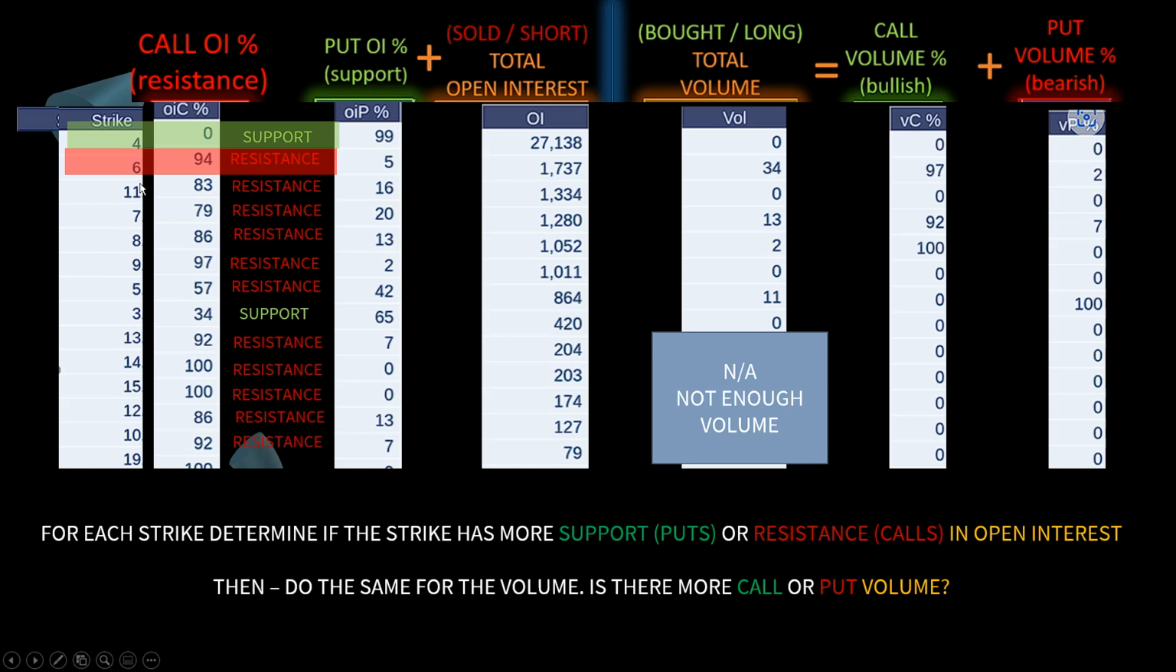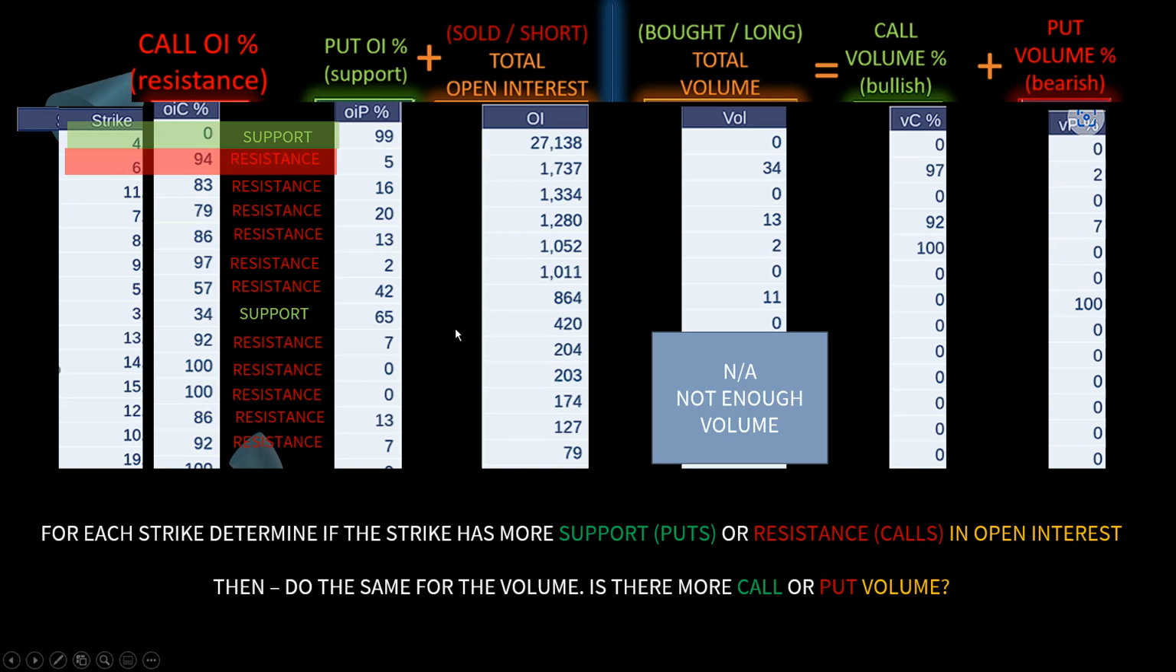And basically for each strike, if you want to, you can determine if this strike has more support (puts) or resistance (calls) in open interest. Then do the same thing for volume. Is there more call volume, bullish, or put volume, bearish? And then compare that total against the OI. And then in this example, there is not enough volume per strike to make any form of a difference. So we can just go by the OI alone. Our range of trading, likely in this one, is between 4 and 6.